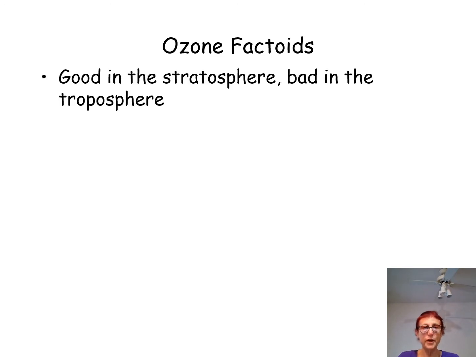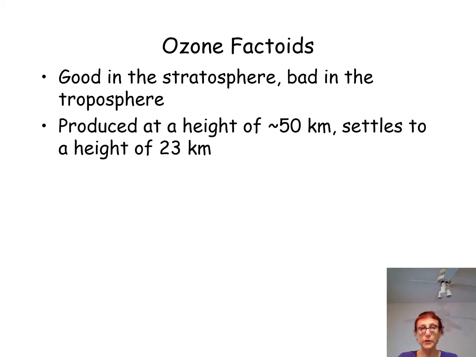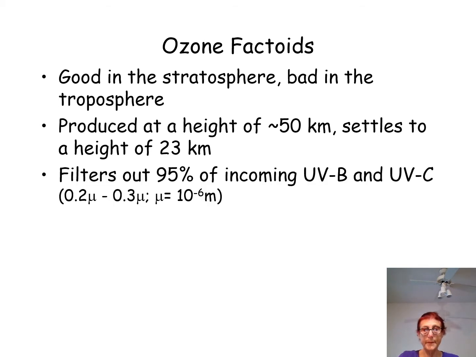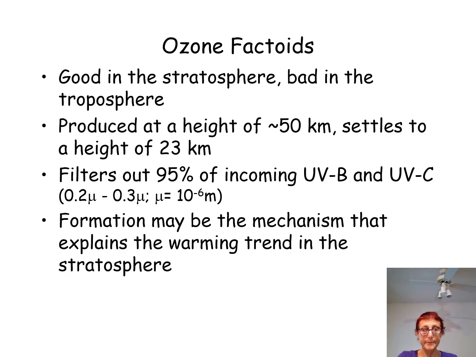So, some ozone factoids. Remember our mantra: good in the stratosphere, bad in the troposphere. Stratospheric ozone is produced at a height of about 50 kilometers toward the top of the stratosphere, but it settles out to a height of about 23 kilometers. It filters out approximately 95% of the incoming UVB and UVC radiation, and potentially filters out maybe 50% of the UVA.